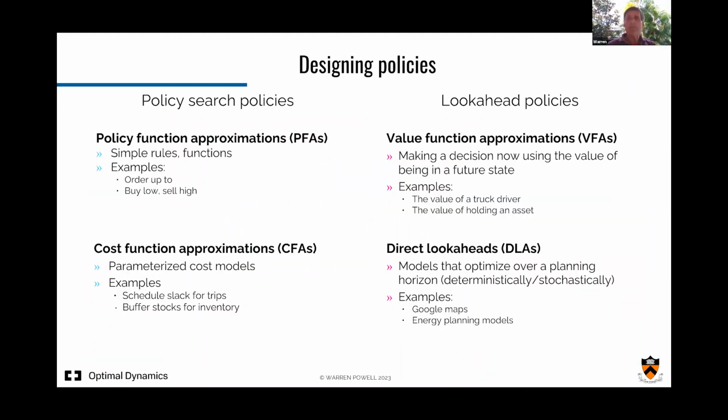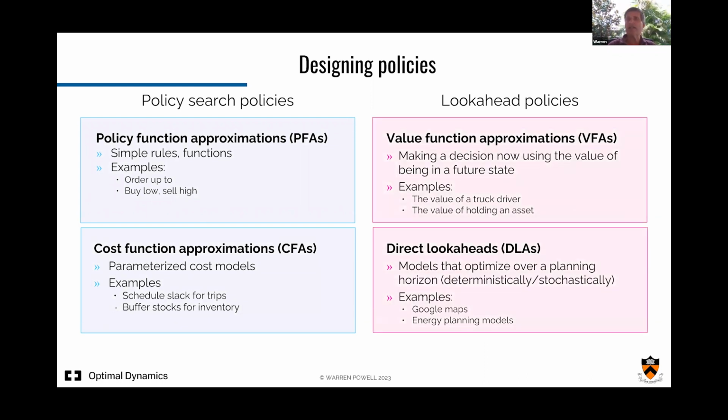So let's take a deep breath. I've just gone through all 4 classes of policies. I've gone through the 2 policy search policies, the PFAs and the CFAs. I've gone through the 2 look-ahead classes, the VFAs and the DLAs. By the way, I like to further divide the DLAs between deterministic look-ahead because they're so popular and stochastic look-ahead. And sometimes deterministic look-ahead, like Google Maps, really does work out quite well. Sometimes I really just need a stochastic look-ahead. These are the whole 4.